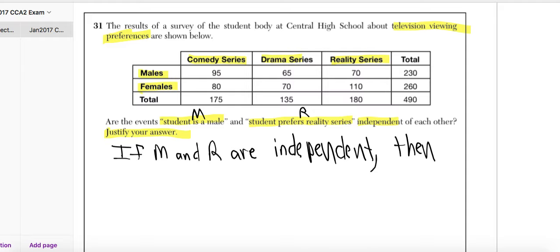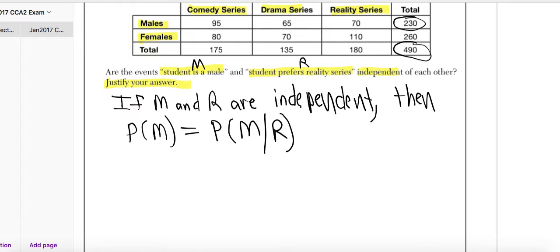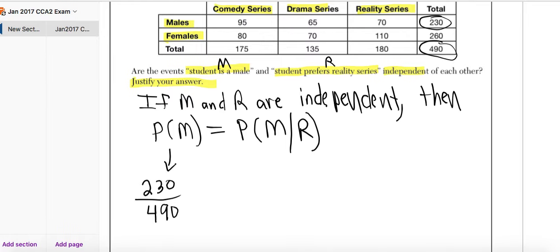then one of the things we could use is just the conditional probability, right? The overall probability of male will be equal to the probability of male given reality series. That's a conditional probability, right? The probability of male is just how many males there are, that's 230, over the total number of people who were surveyed, which is 490. So this is 230 over 490. I'll write this out actually. Probability of male.